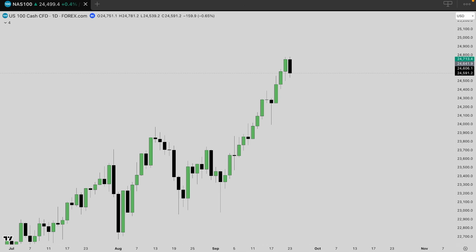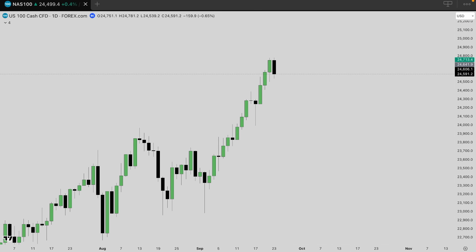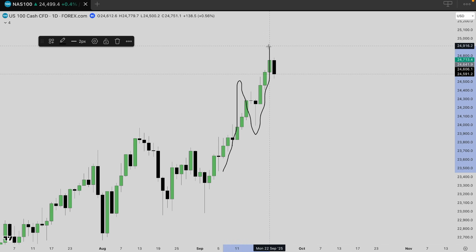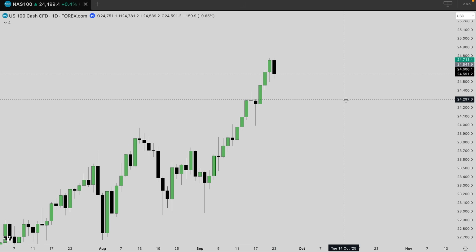So starting here on the daily time frame on NQ, what do we see? We see the market just busy pushing higher and higher and higher. We have higher high, higher low, higher high. So we're in an uptrend. What happens? We sweep out external range liquidity, and the market leaves behind fair value gaps.